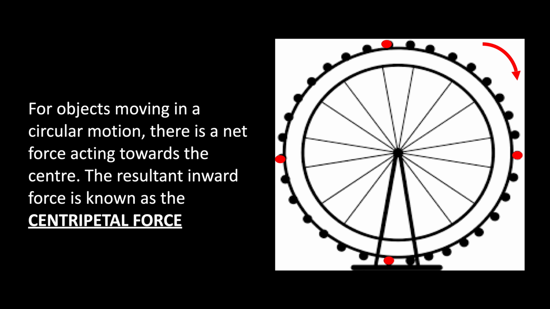So for any object moving in a circular motion, there is a net resultant force acting towards the center. And this resultant inward force is known as the centripetal force. The centripetal force is present in all circular motion, and this is the resultant force acting towards the center. In this case, it's tension, but the centripetal force could be different in different cases.